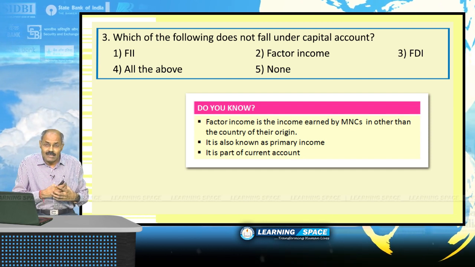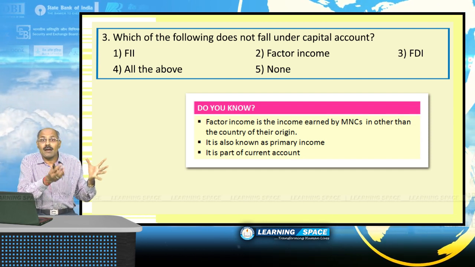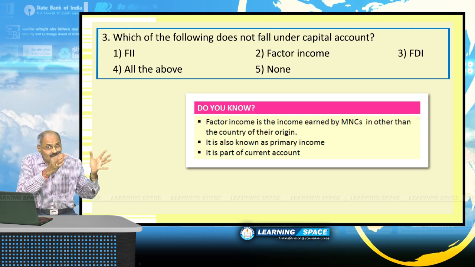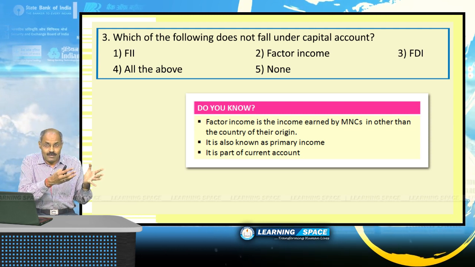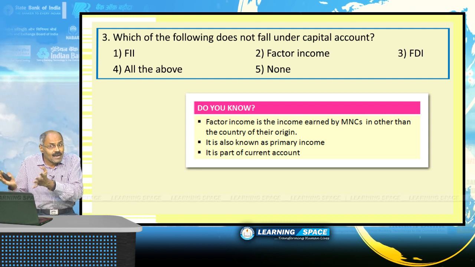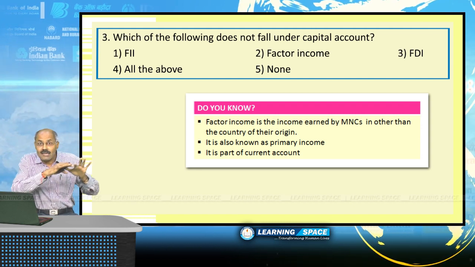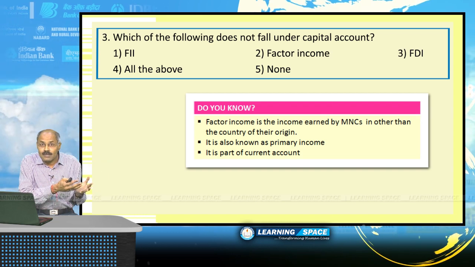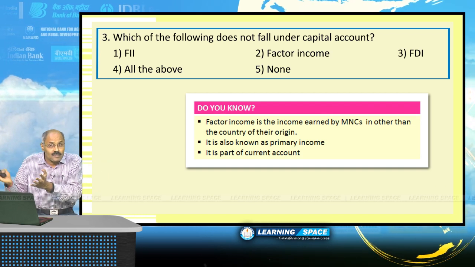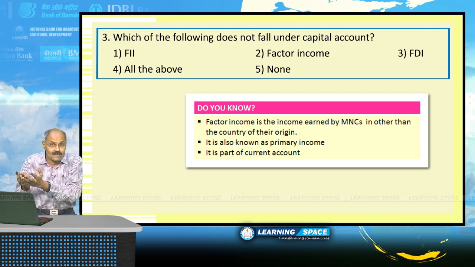Current account is basically with regard to income. Current account looks at income, whereas capital account looks at ownership of assets. Current account looks at only income. Capital account looks at the ownership of the assets.